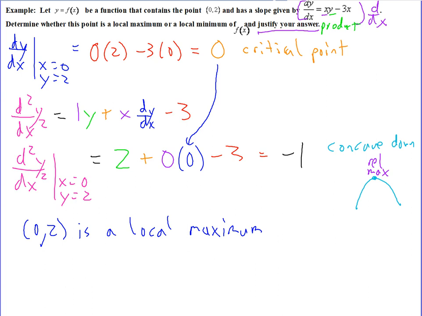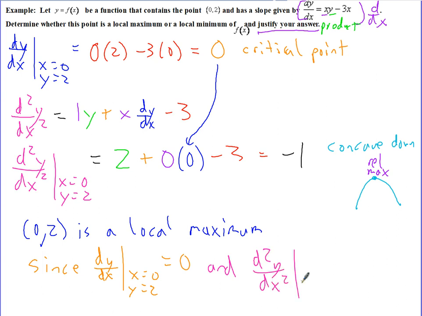And to justify, there's two things we have to say. We have to say since the first derivative, dy/dx, specifically when x equals 0, y equals 2, equals 0, it has to make the first derivative 0. And the second derivative, d squared y/dx squared, at x equals 0, y equals 2, is negative. That's how you justify it with the second derivative test.